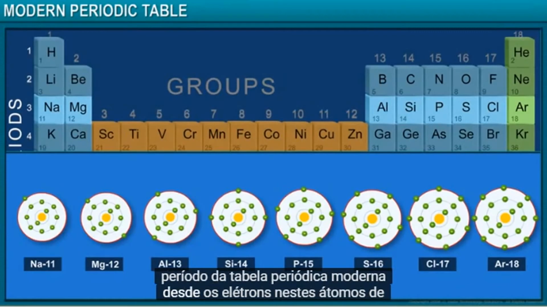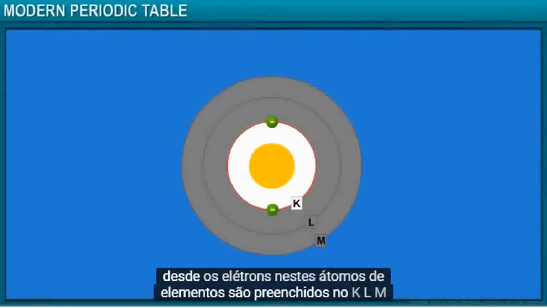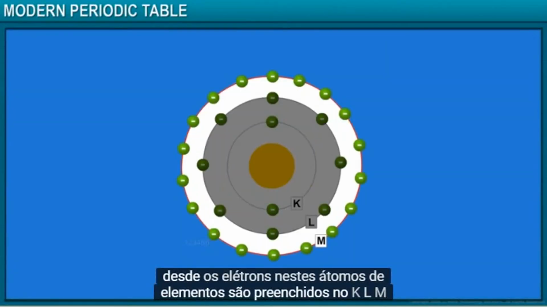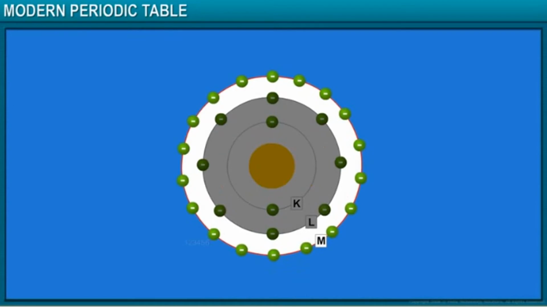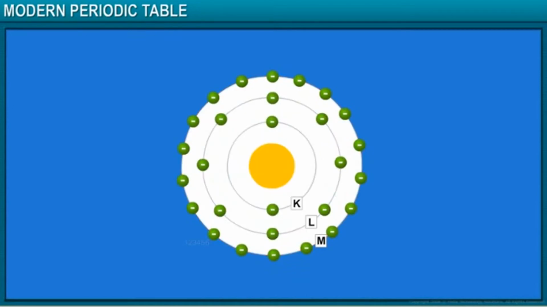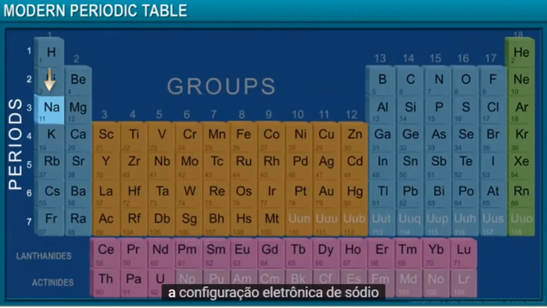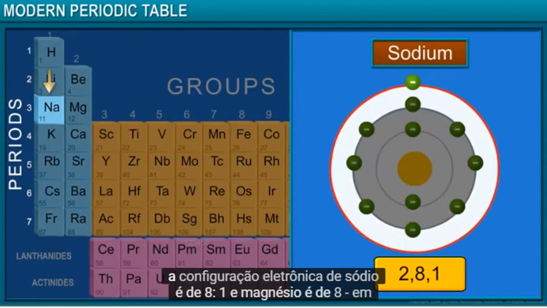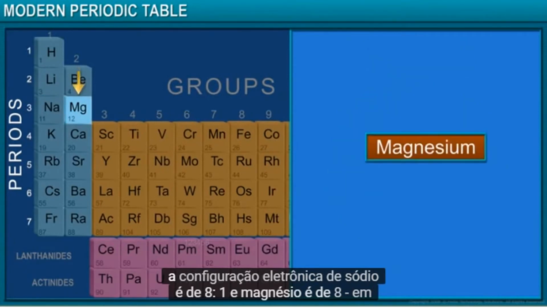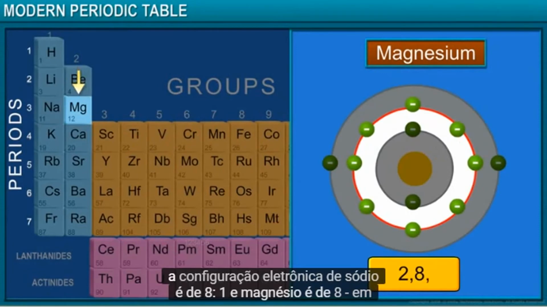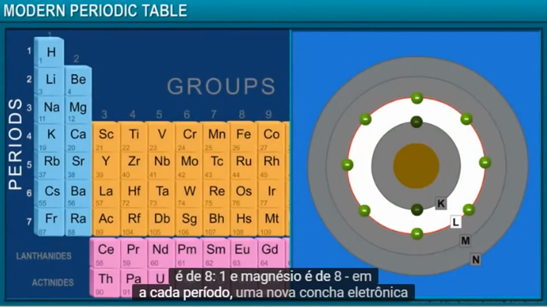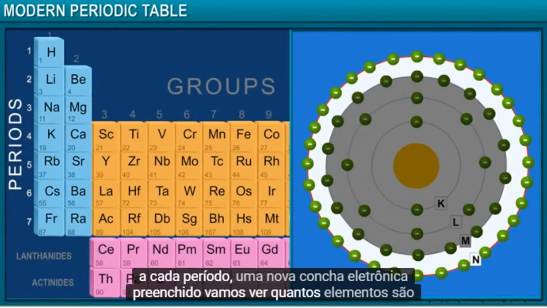since the electrons in these atoms of elements are filled in the K, L, M shells. The electronic configuration of sodium is 2, 8, 1 and magnesium is 2, 8, 2. In each period, a new electronic shell gets filled.